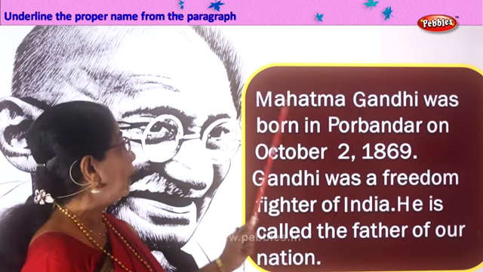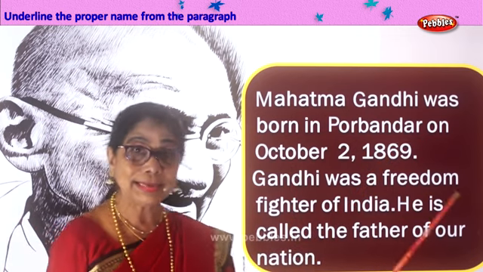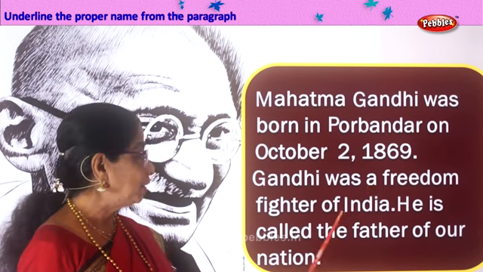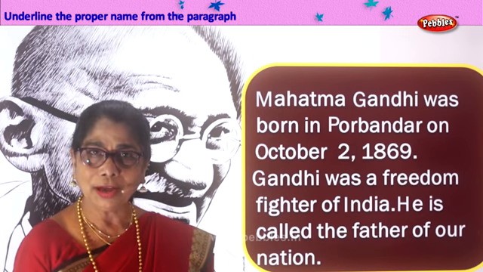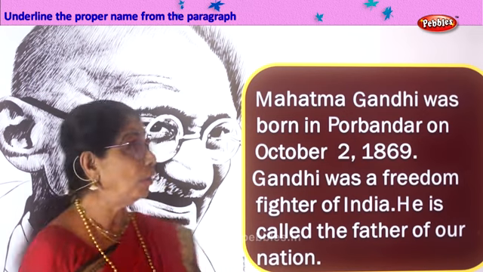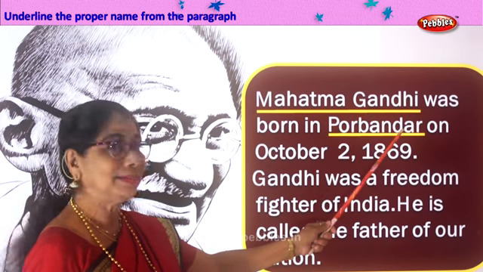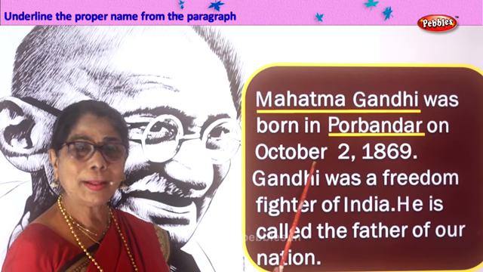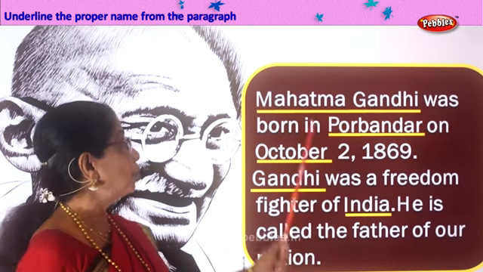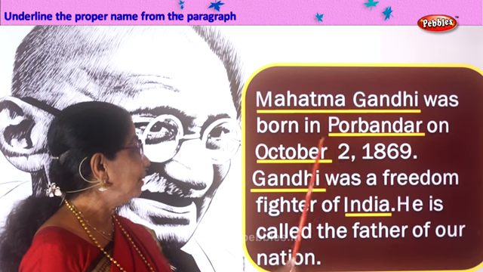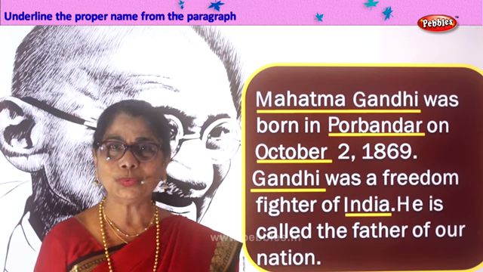Let's read the whole thing. Mahatma Gandhiji was born in Porbandar on October 2nd, 1869. Gandhiji was a freedom fighter of India. He is called the father of our nation. Now, what are we going to do? Underline the proper nouns. Mahatma Gandhi. Next, Porbandar, proper noun. October, proper noun. Gandhi, proper noun. Finally, India. So, Mahatma Gandhi, Porbandar, October, Gandhi, India. All the underlined words are proper nouns.